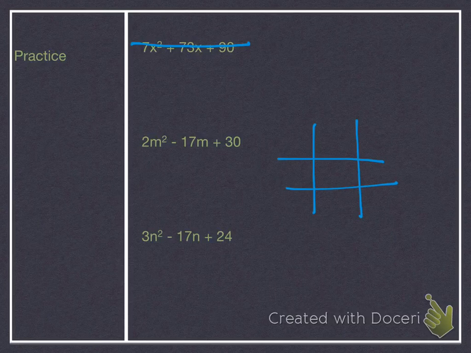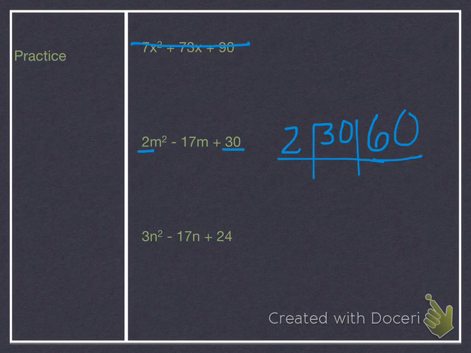Okay, so first things first, 2, 30. Now, 2 times 30 is 60. Now, the important part, here's the part that's going to be a little bit of a trick for you guys. The numbers that go here must add up to negative 17. The only way to do that is this is going to be negative 12, and this is going to be negative 5. Because negative 5 times negative 12 equals positive 60. Negative 5 plus negative 12 equals negative 17.